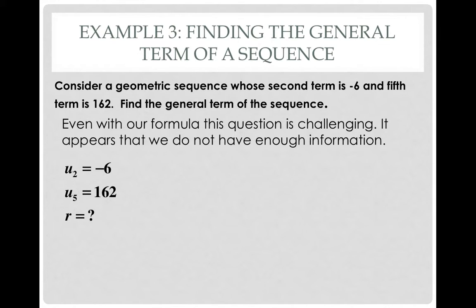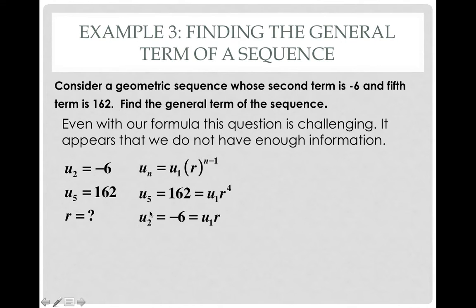Okay. So we write what we know. We know the second term is -6, the fifth term is 162. We don't know what the common ratio is, and we don't know what the first term is. So it looks like we're stuck. Let's use our formula though. That's always a good idea, because that's the main tool that we have to tackle this question. And we can substitute our values in.